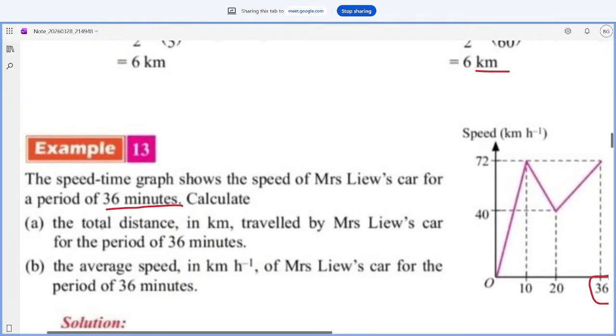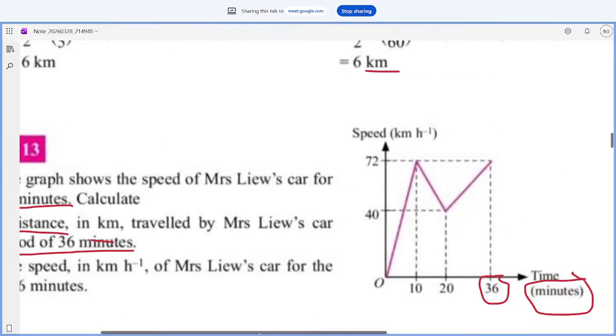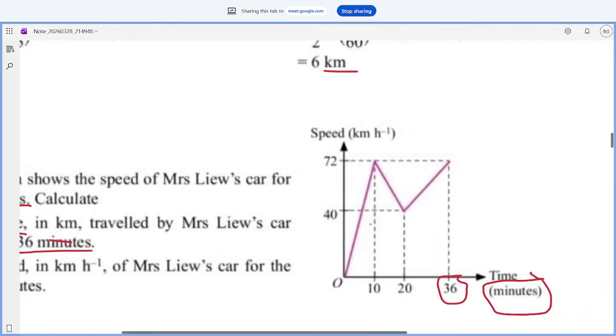Okay, so now they ask you to count the total distance in km, okay, for a period of 36 minutes. Okay, so 36 minutes is the total, guys. Okay, total distance. So you need to find the area under the graph for this whole journey. Okay, so split it into 3 parts. First part, triangle. Second part, trapezium. Third part, also trapezium. So you just need to add them separately. 1, 2, and 3. Simple, right, guys?